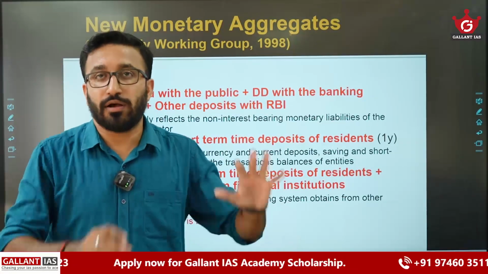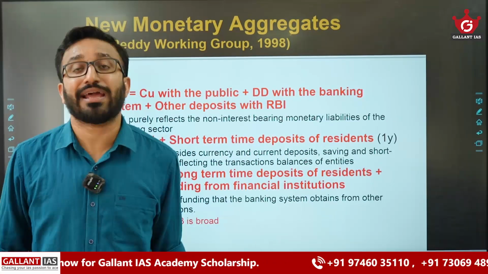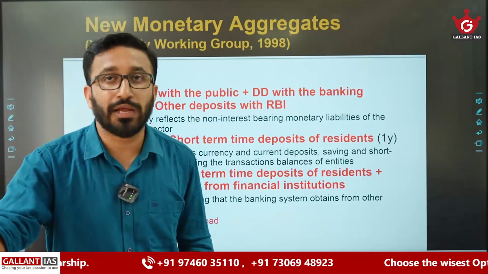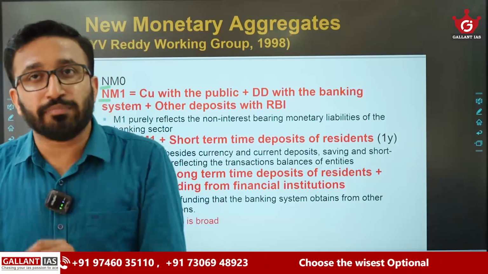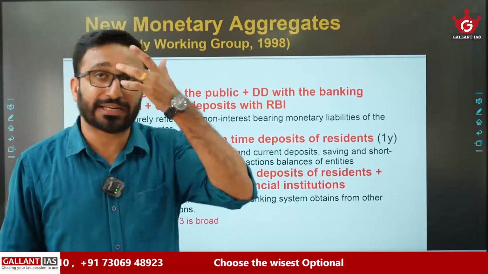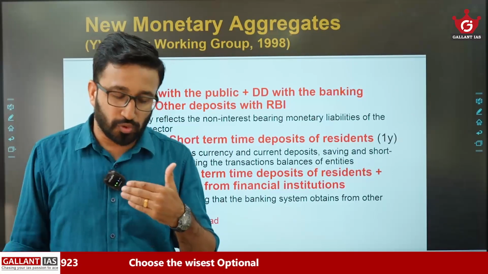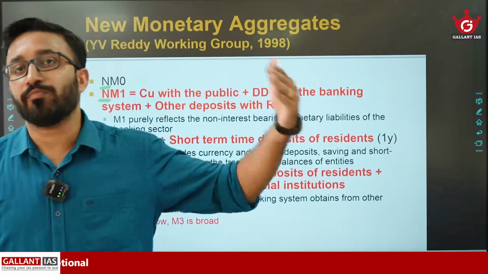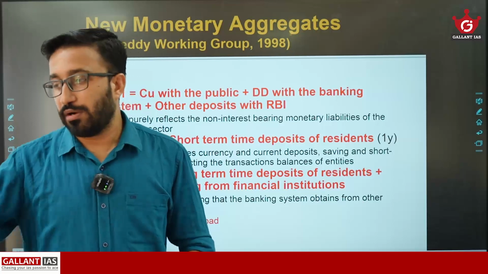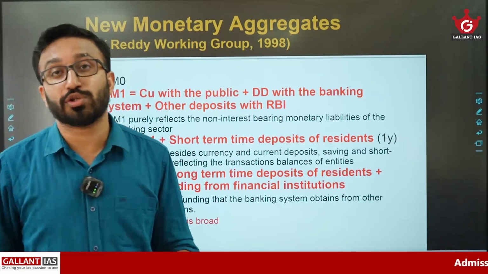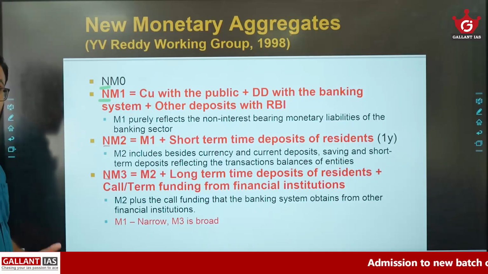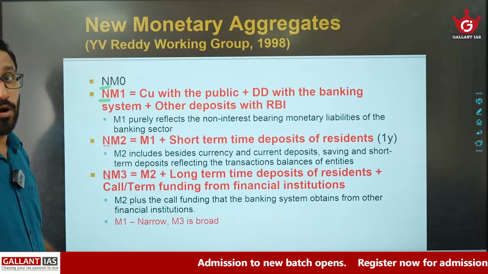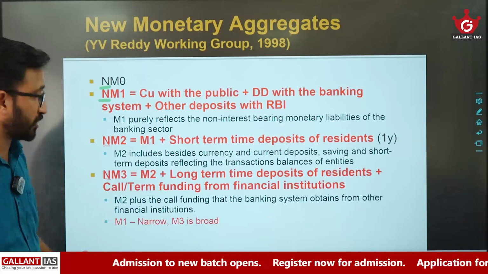So NM1 or M1, the old monetary aggregate M1 and the new monetary aggregate NM1, are the same, and that shows the non-interest bearing monetary liabilities of the banking sector in India. So there is no change in the definition of M0 and M1 in the old and new system, but in the new system they have introduced NM2. NM2 is the first difference that you can note between the old system of monetary aggregates and the new system.